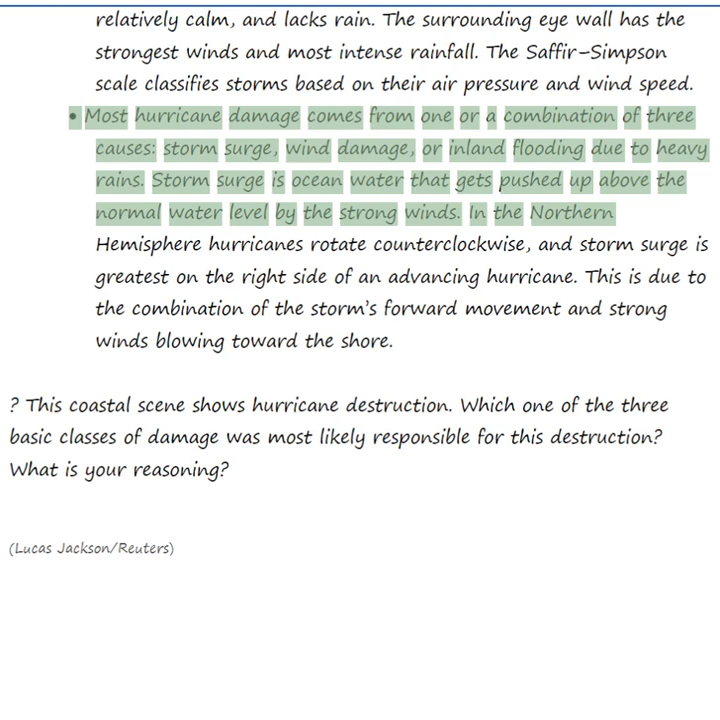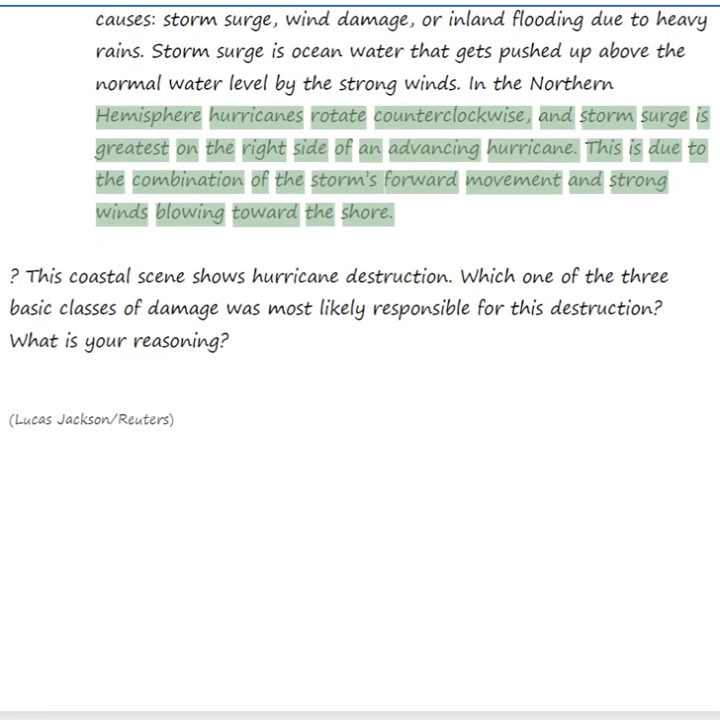Most hurricane damage comes from one or a combination of three causes: storm surge, wind damage, or inland flooding due to heavy rains. Storm surge is ocean water that gets pushed up above the normal water level by the strong winds. In the northern hemisphere, hurricanes rotate counterclockwise, and storm surge is greatest on the right side of an advancing hurricane. This is due to the combination of the storm's forward movement and strong winds blowing toward the shore.